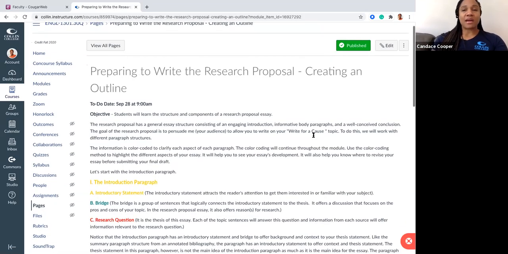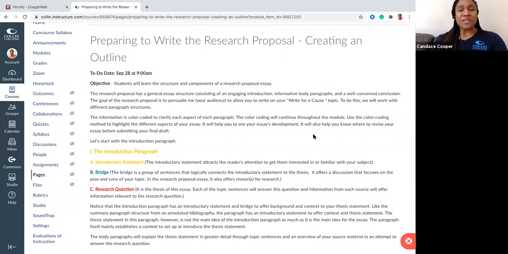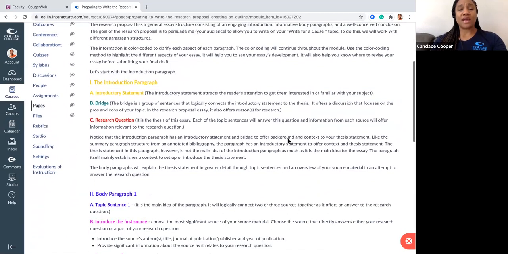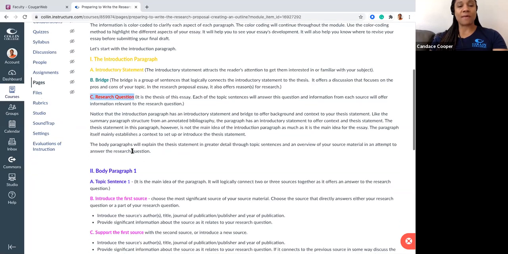So let's talk about exactly how you write this paper. The first thing you're going to need to do is write an introduction paragraph, right? It has three movements. It has the introductory statement, which is going to be your eye catcher. It has a bridge, and that bridge is going to take you through pros and cons, agreements and disagreements. That bridge is going to connect your introductory statement to a research question, and that research question has to be phrased in a way that is open-ended, that makes the reader want to read more, have to read more in order to answer the research question. So this is going to take a bit of skill, and we're going to spend some time working on that.